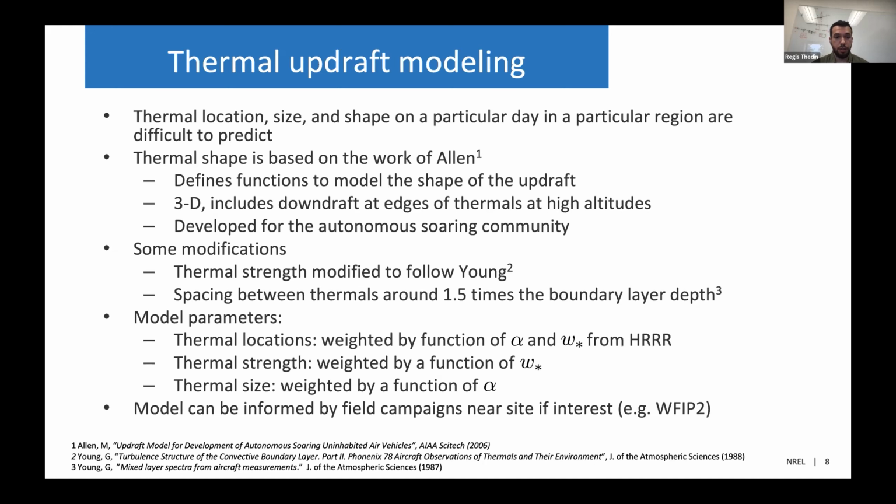In the parameters of the model, we have the locations, which are weighted by a function of the albedo and the convective velocity from the HRRR data set. I'll talk about it in the next slide. The thermal strength is weighted by a function of W star as well, the convective velocity, and the thermal size is weighted by a function of albedo. And we wrote it such that our model can also be informed by field campaigns near the site of interest. I'm sorry, I have a typo there. That can also adjust the magnitude of the thermals.